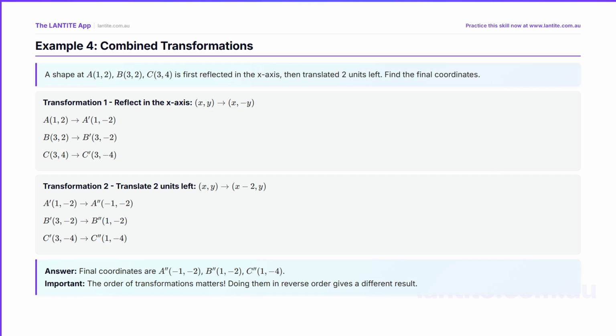Second, translate 2 units left. This means subtract 2 from each x-coordinate. So A' becomes (-1, -2), B' becomes (1, -2), and C' becomes (1, -4). A crucial point for the LANTITE is that the order matters. If you did the translation first and reflection second, you would get a different answer.